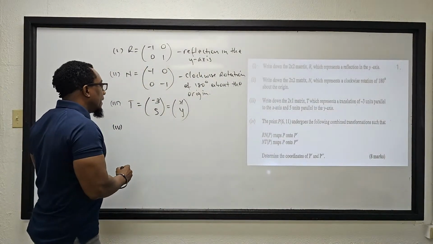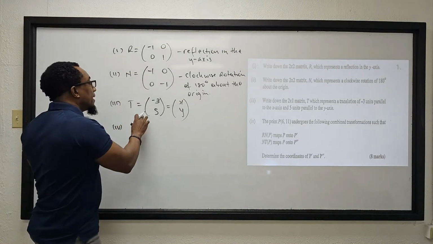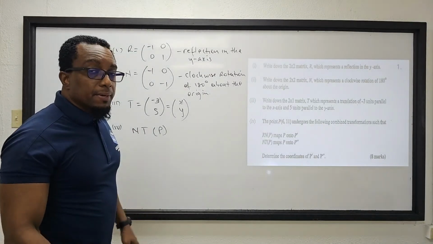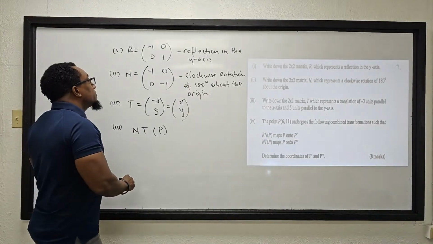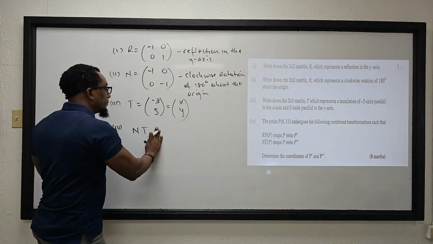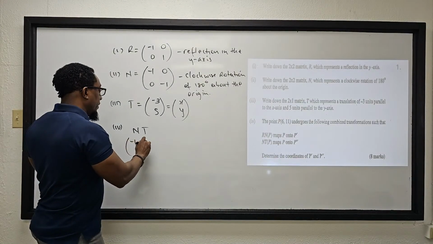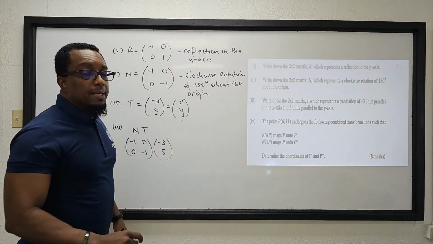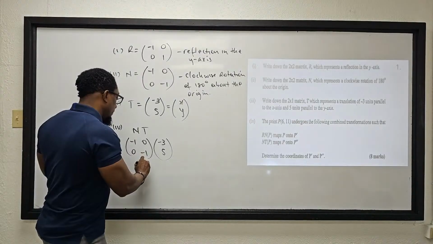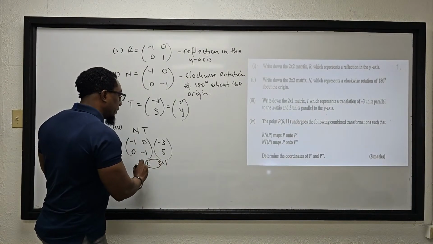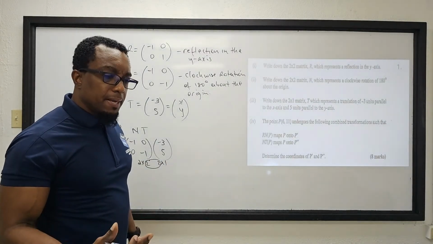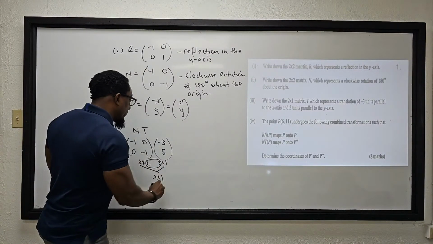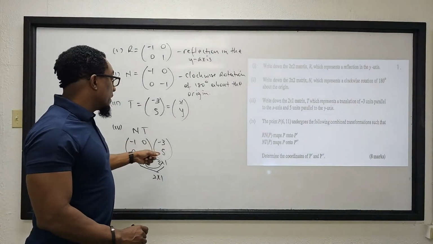So NT, we have the matrix N, we have the matrix T. We're going to multiply NT by P to give us P double prime, alright? So NT will be simply N, negative 1, 0, 0, negative 1, times T, negative 3, 5. Let's multiply this 2 by 2 by 2 by 1. Then they are compatible. Once the two inner numbers are the same, they are compatible. You can look at my YouTube video on matrices and you can see that. And the two outer numbers will tell us again the result is a 2 by 1 matrix.